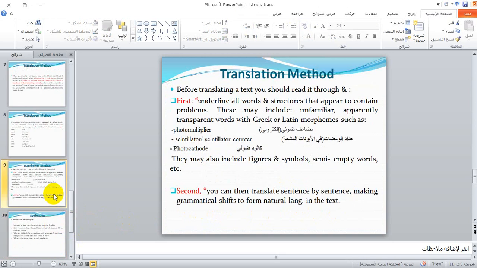In this part, translation method, I'll give you some exercises to apply these steps and to pay attention to these advices. It's very important while you are translating from English to Arabic or Arabic to English, in different topics, mainly in science and technology, to follow these steps and advices.